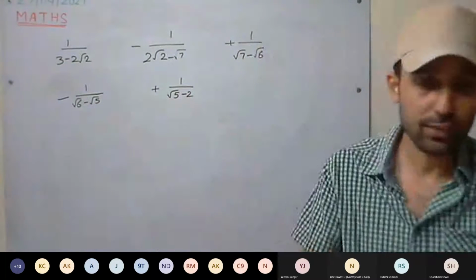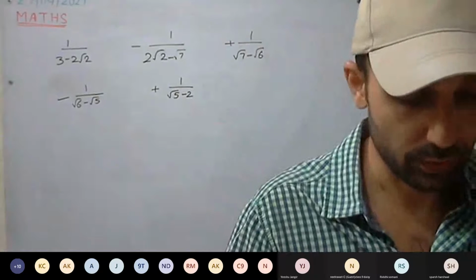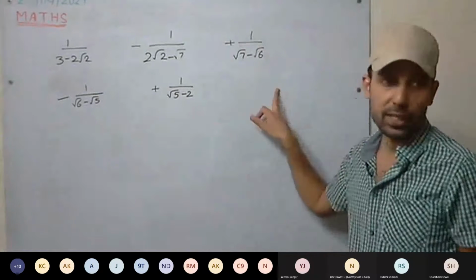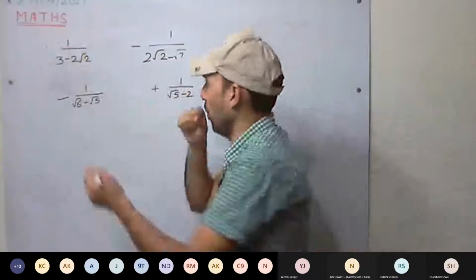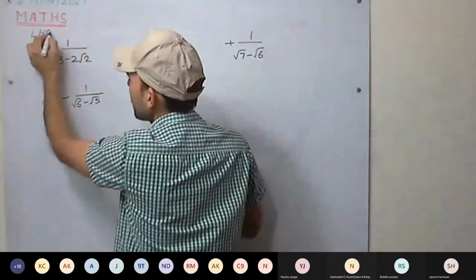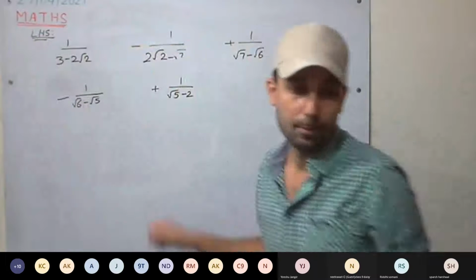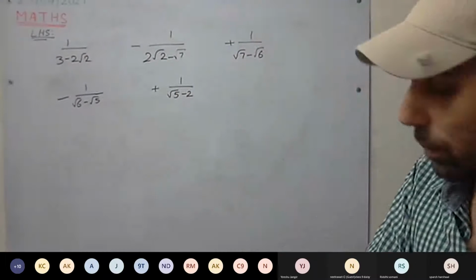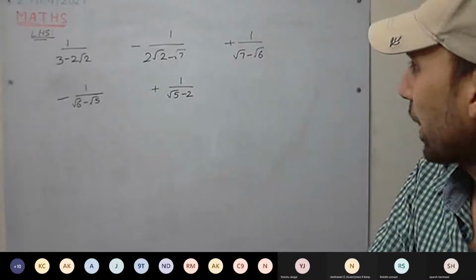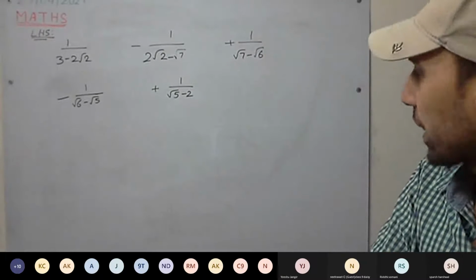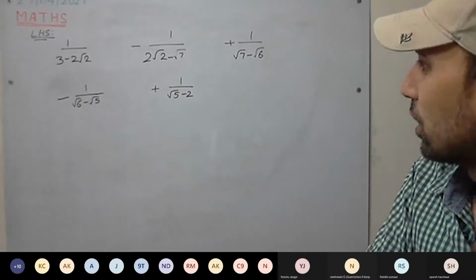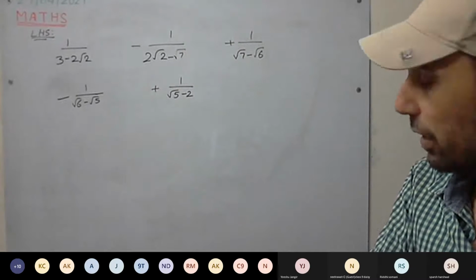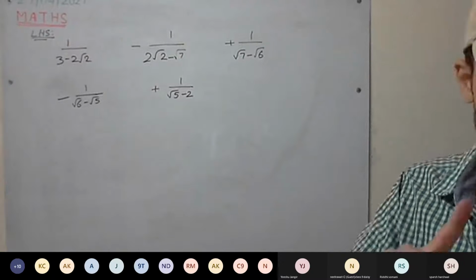We have to show this equal to 5, so we are taking the left hand side first. Equal to 5, I am not writing, we have to show. So we have taken the left hand side. LHS equals 1 upon 3 minus 2 root 2, minus 1 upon 2 root 2 minus root 7, plus 1 upon root 7 minus root 6, minus 1 upon root 6 minus root 5, plus 1 upon root 5 minus 2.